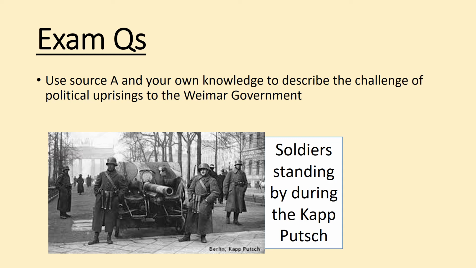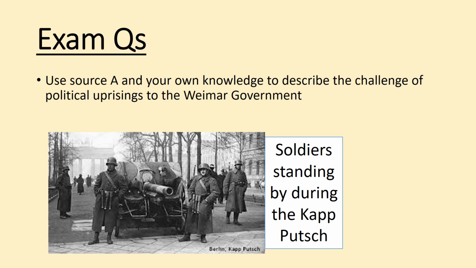You need to use source A and your own knowledge to describe the challenge of political uprisings to the Weimar government. So right away, when you see political uprisings, you could be thinking about the Kapp Putsch, the Spartacist uprising, the Munich Putsch, if you happen to know anything about that, and crucially, why they're challenging the Weimar government. So why is Weimar a weak government?